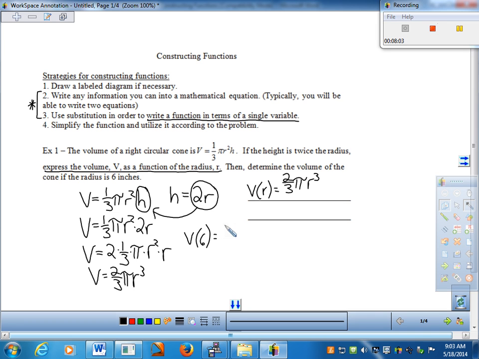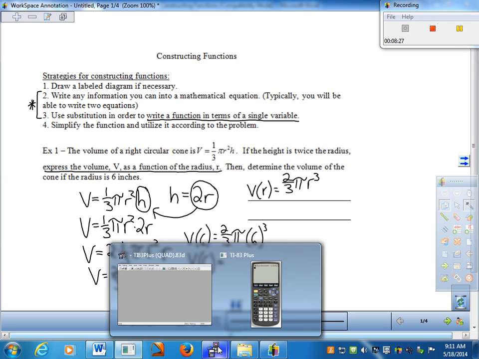And so given any input, you should be able to come up with the output. So I'm looking for 2/3 times pi times 6 cubed. And we could probably get an exact value on this. I think I'll forego that, though, and go ahead and get just a decimal approximation. So I'll grab my calculator.